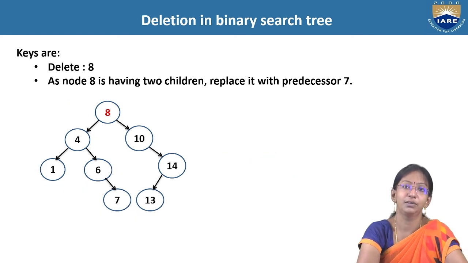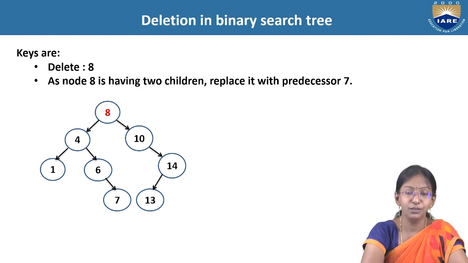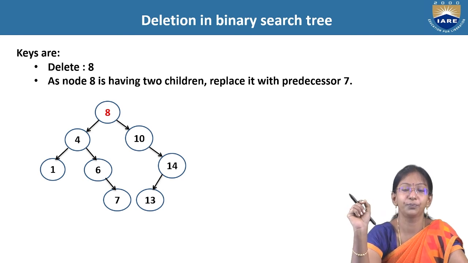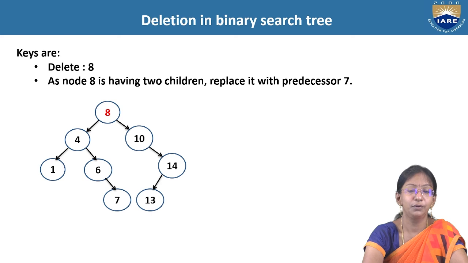Have a look at this one. This is the worst case scenario, I can say. A case where you are trying to remove the root node itself. Root node, if you want to remove, have a look at this one. This is a very structured BST which is having 2 children, and 8 is having grandchildren also, right? So we have to remove 8.